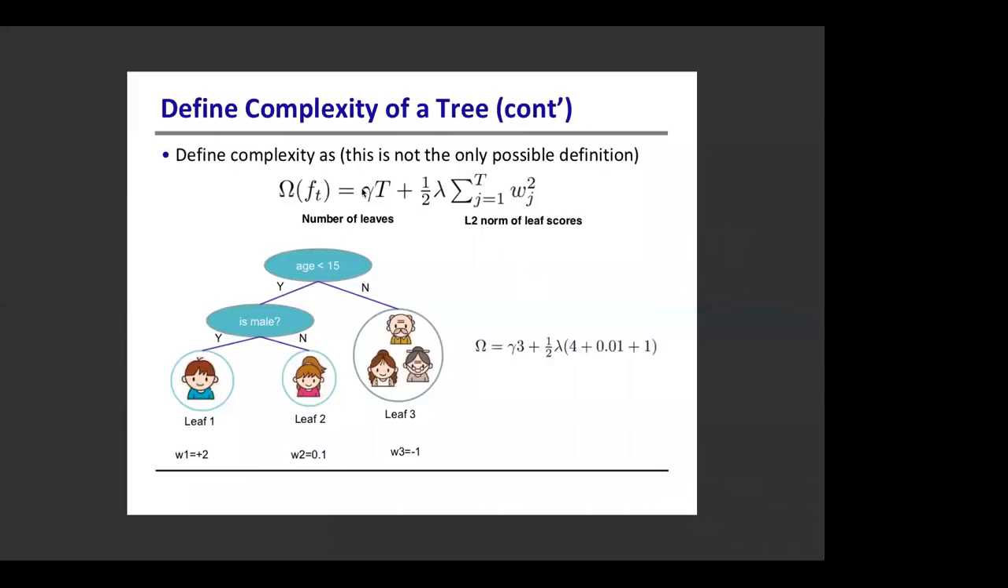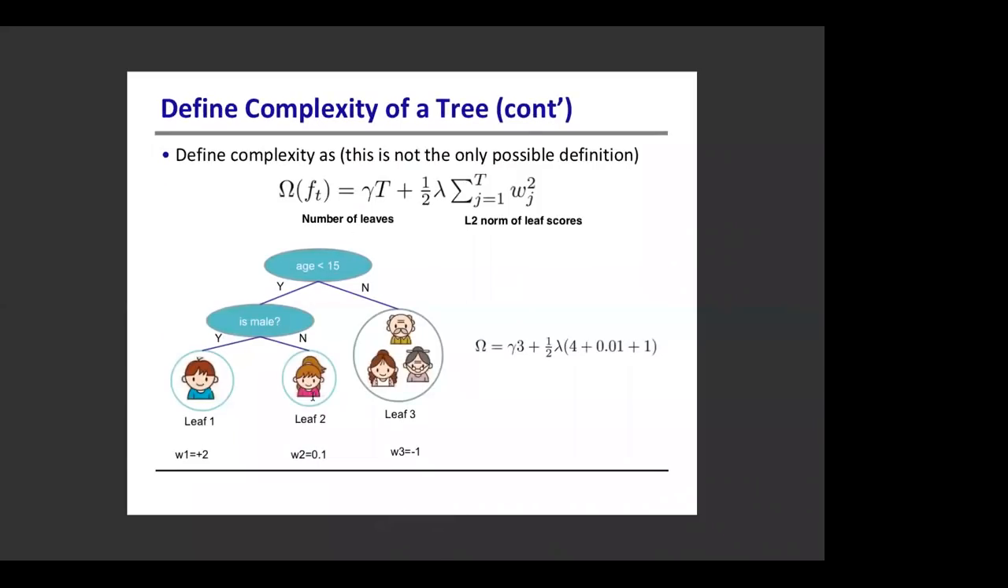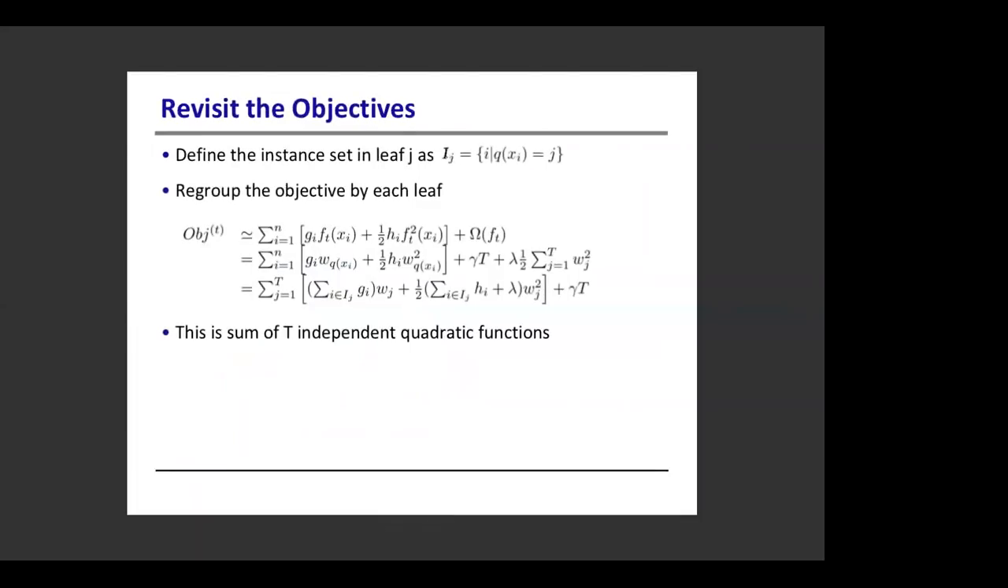So this is our regularization term, just like we used earlier in the case of usual regression. Then we define the instance set in a leaf j like this. We define the instance set in the leaf like this because in each leaf there will be some instances, and we take the average of that. Now coming back to that instance set.